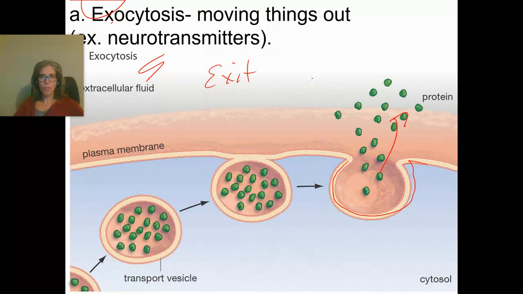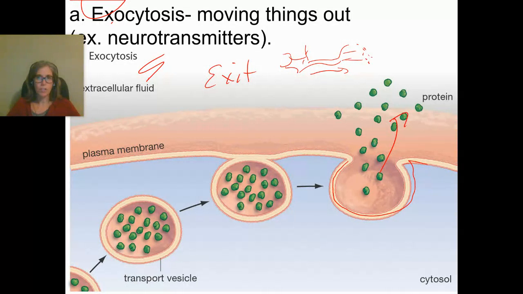Anytime you need to move a lot of a material, so maybe one neuron is sending impulses to another neuron, and the impulse is going along the neuron, the nerve fiber here, and then it releases its materials out. It must release a whole bunch of those neurotransmitters at once that will then go and talk to these other neurons that are nearby.